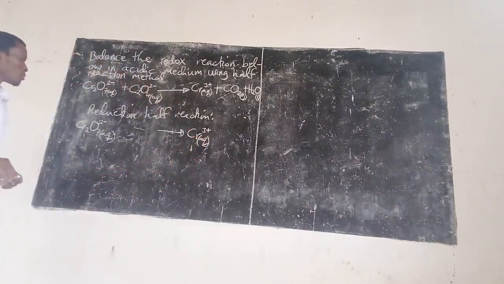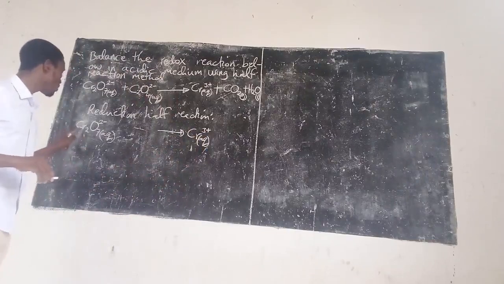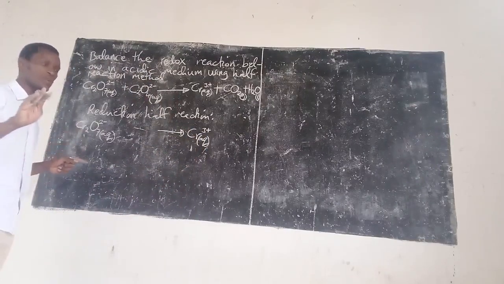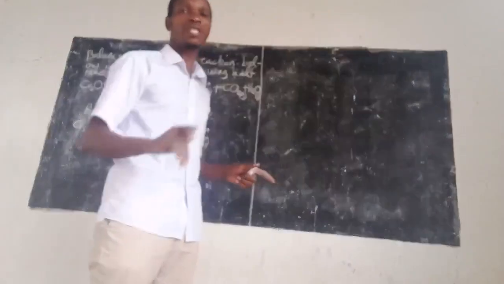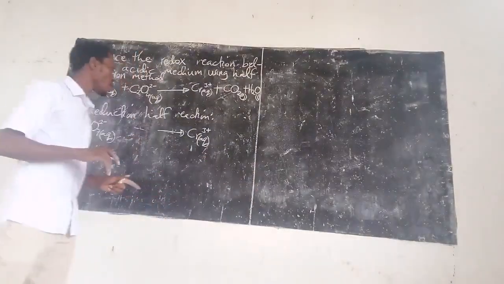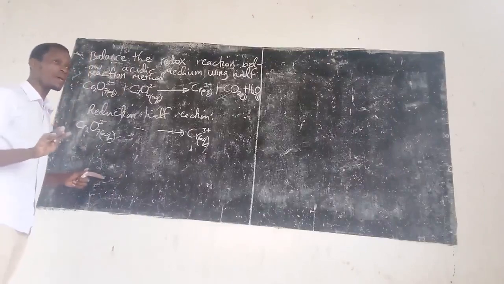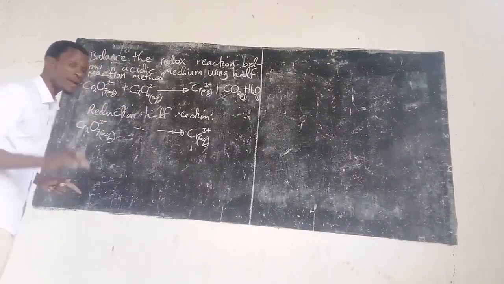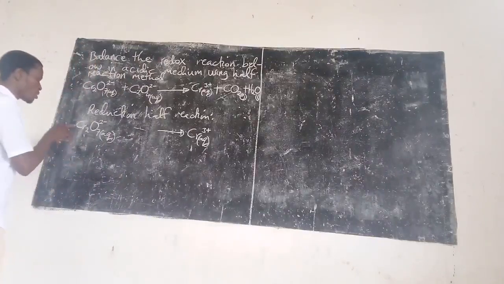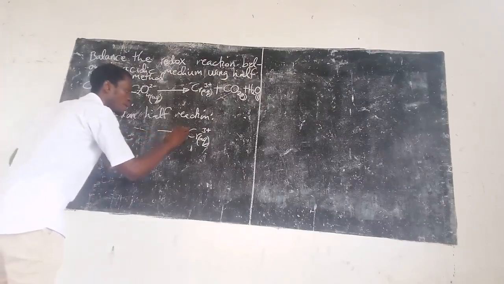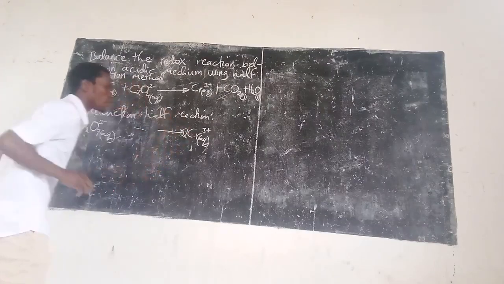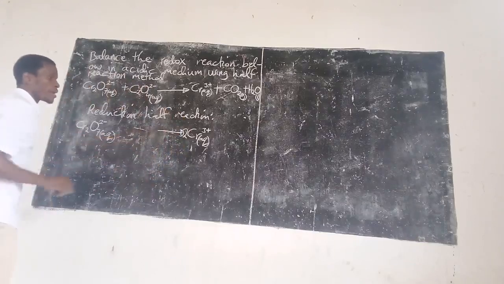Now, the first rule is to balance first the materials. Materials are atoms of all elements apart from oxygen and hydrogen. Chromium: on the reactant side there are 2, but on the product side there is 1. So this is 2, by trial and error method.